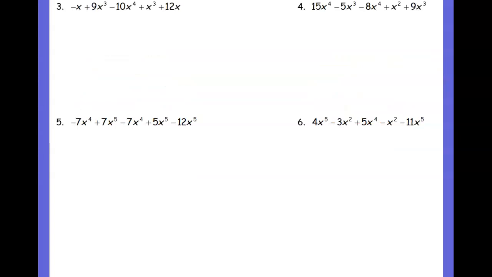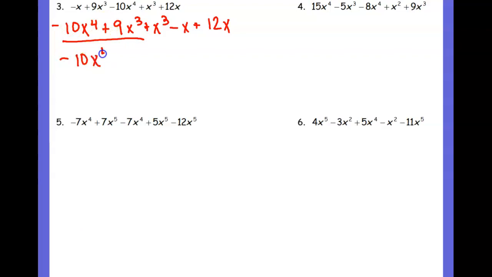Okay, we're going to put them in order. So I've got negative 10x to the fourth, plus my 9x to the third, plus my x to the third. And then I've got nothing to the second power, but I have a negative x and a 12x. So now I've got them grouped in order. I combine my like terms. Actually there's just negative 10x to the fourth, so that's negative 10x to the fourth.